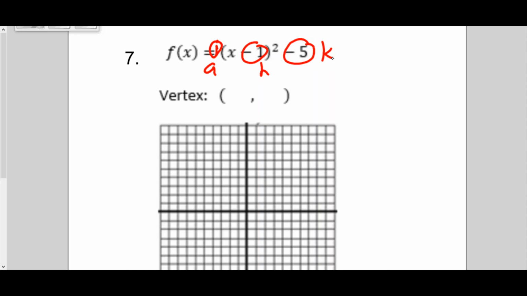And remember, when we identify our H, we always take the opposite. So for the vertex, it's not going to be -1, it's going to be +1. And my K is going to get the same sign, so it's going to stay -5. Now I'm going to plot this on this grid. So I'm going to plot the ordered pair 1, -5. That's going to be right here. Now, I know what way the graph opens because I identified A. A is +1, so that means my graph is going to open up like this. So this is what my graph looks like.